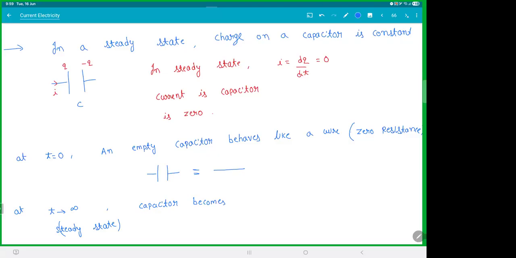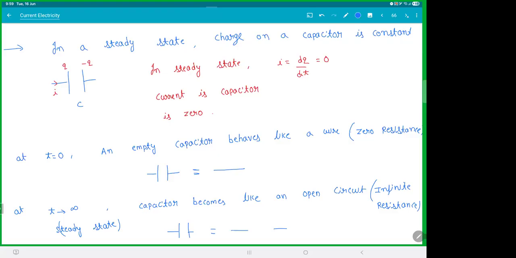So the capacitor becomes like an open circuit. It does not let any current flow through. So you can treat this as an infinite resistance. Remember, this is only at 0 and infinity. What happens in the middle? That's a story for later. So a capacitor at infinity behaves like an open circuit.